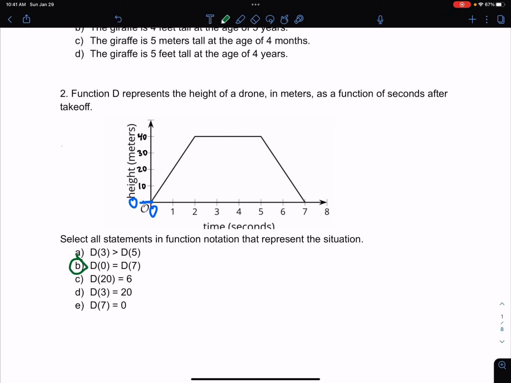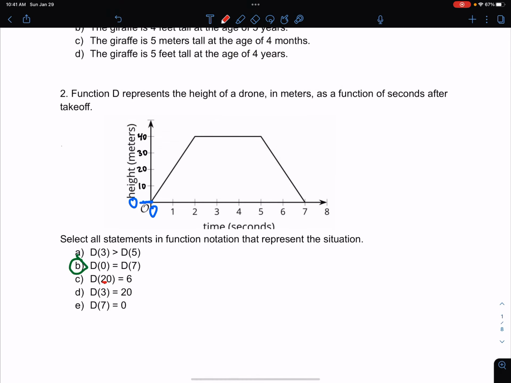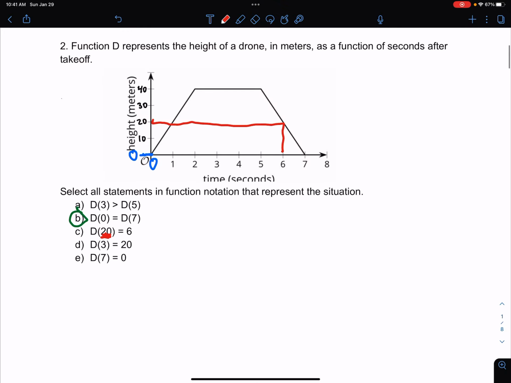And C, D of 20 equals 60. Now, this is still tricky, right? I've specifically made it to kind of trick people, to see if you really know what's inside that parentheses. Because when you see that D of 20 lines up with 6, you might look at 6 and say, hey, that looks like about 20 right there. But it's backwards. D of 6 equals 20, the other way around. This is not true.